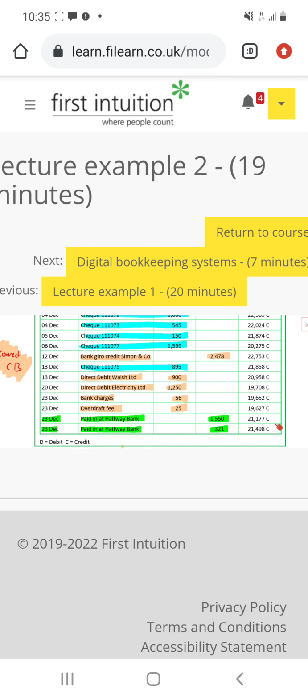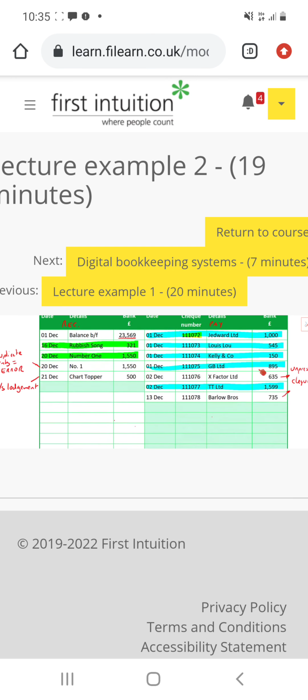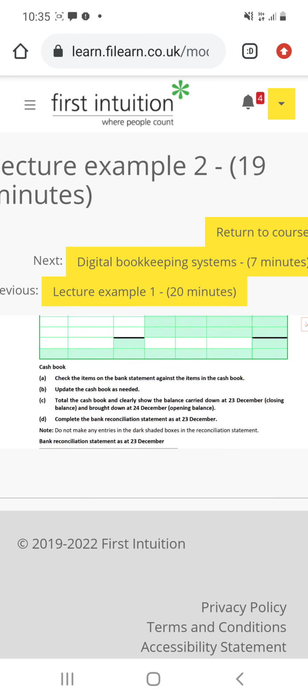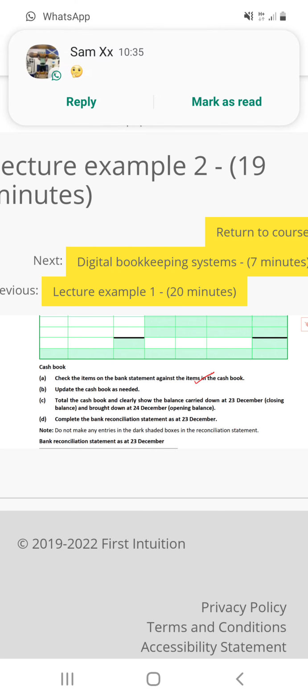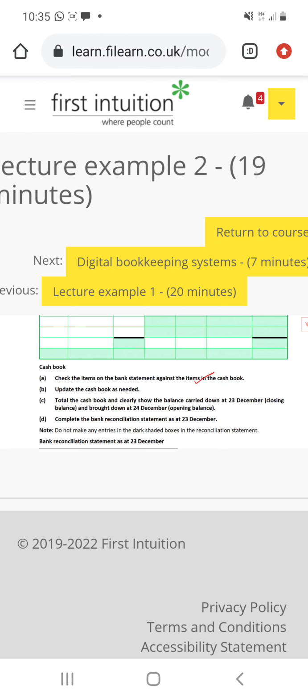Okay, so in terms of where I'm up to, Part A, check the items of the bank statement against the cash book. Yep, we've done all that. So Part B, update the cash book as needed. Fine.